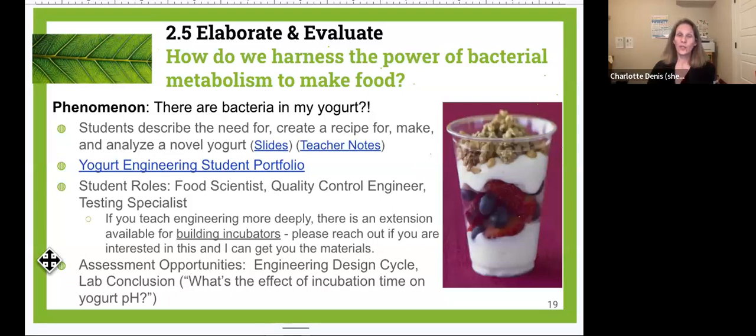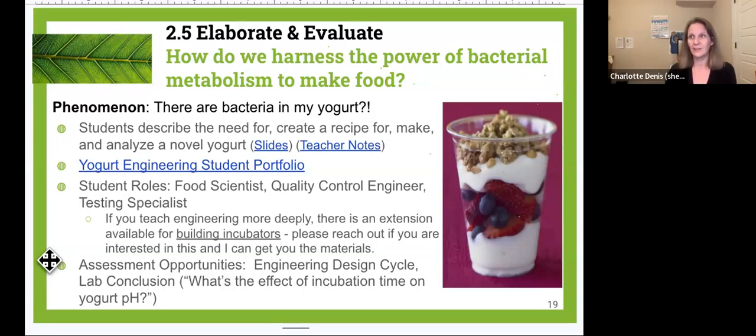All right, so we do two pretty big lab activities, basically back to back. We used to put the yogurt engineering activity at the end of the unit, but it felt really disconnected. So about 2 years ago, the first year that we were fully back in person, I decided that I wanted to try this in the middle of the unit.